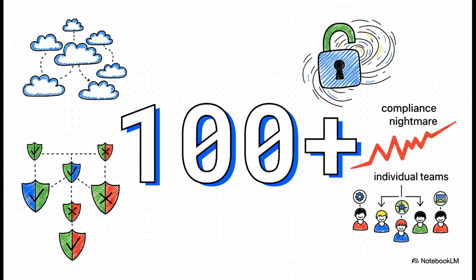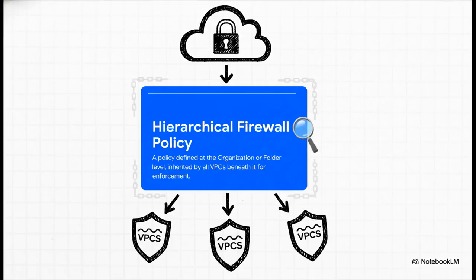I mean, just imagine for a second, you're not managing one network. You're responsible for over 100 of them, scattered across dozens and dozens of projects. You just can't rely on individual teams to get their firewall rules right every time. It doesn't scale, and honestly, it's a compliance nightmare just waiting to happen. And the solution to this scaling problem is hierarchical firewall policies.